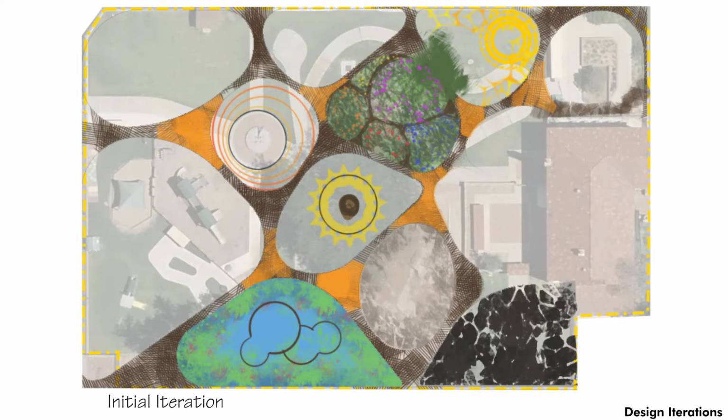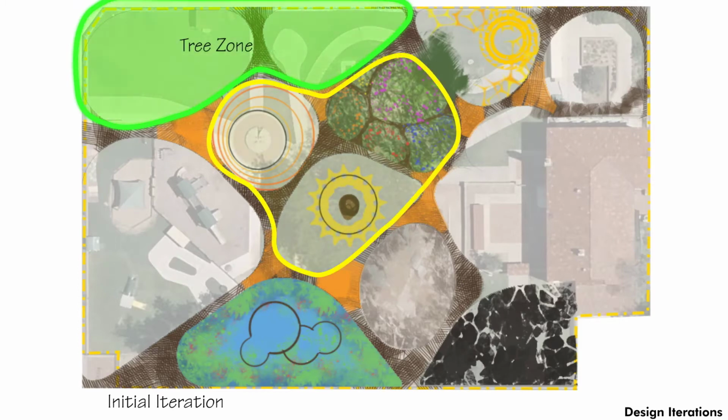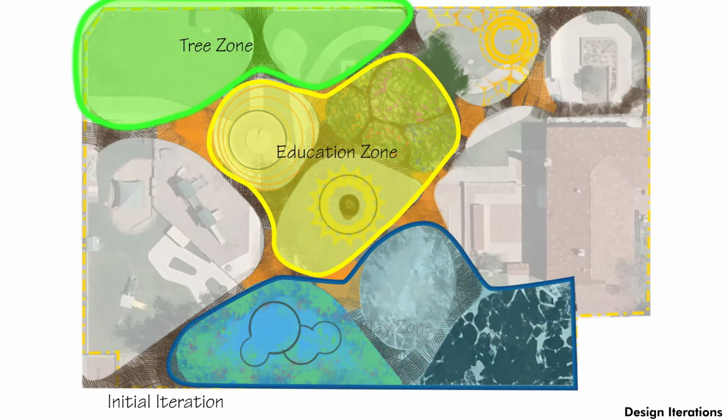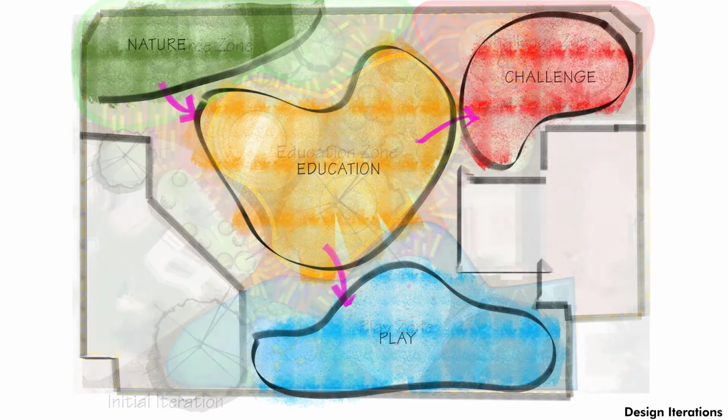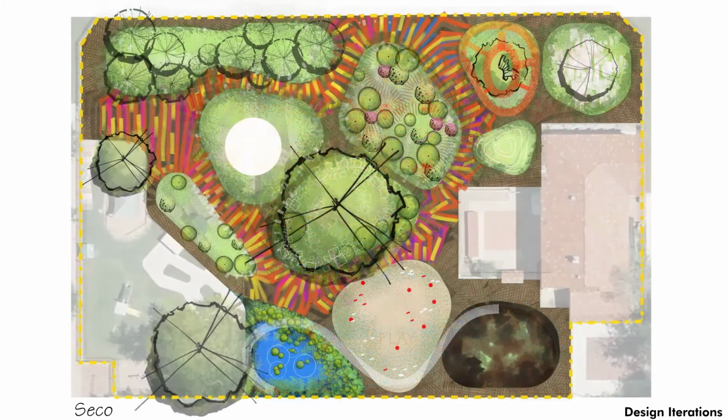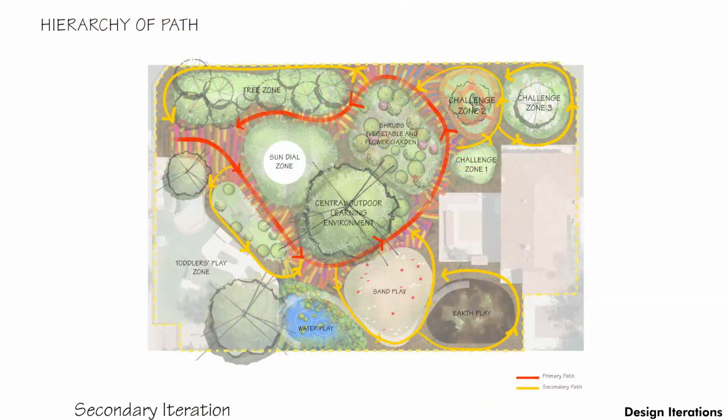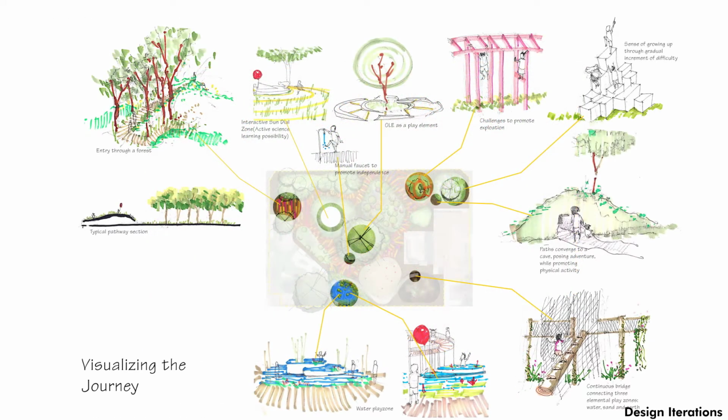After the initial iteration, an attempt was made to clusterize the zones that contained similar activities, creating a behavior gradient in different times of a single day. On the process, the hierarchy of the path network, primary, secondary, and tertiary, became prominent. The third and final iteration began after visualizing the journey through sketches of different activity zones.